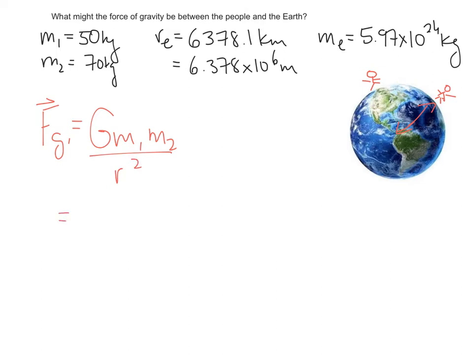Okay, so let's sub in our values. G is 6.67 times 10 to the negative 11.